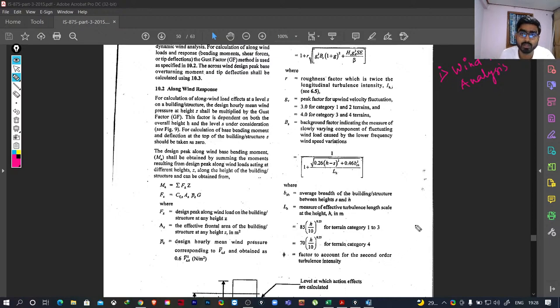That is one process, but it is a very costly process, because you need to create the scaled model. Then every company does not have a wind tunnel, so specific companies have them and we need to approach them. That is also costly. So this is one process for tall buildings, where wind tunnel analysis is taken. Another process that we have is the gust factor approach.